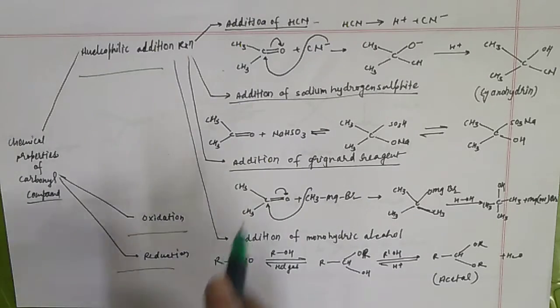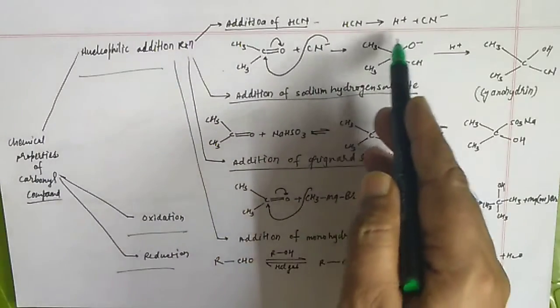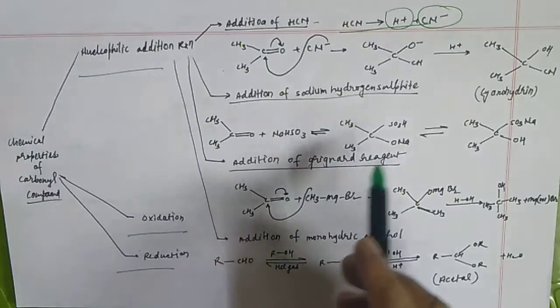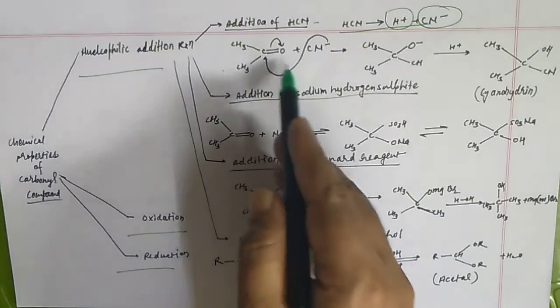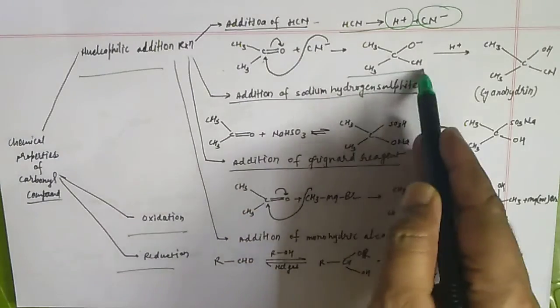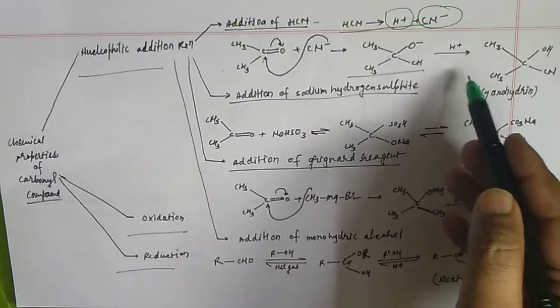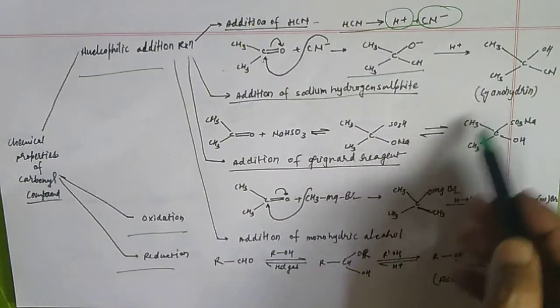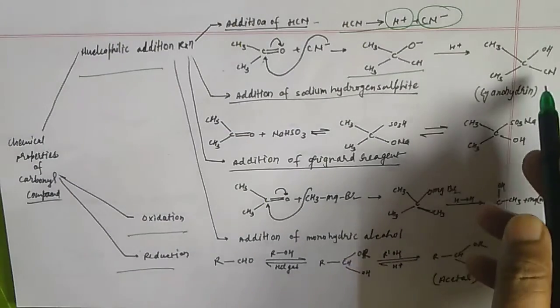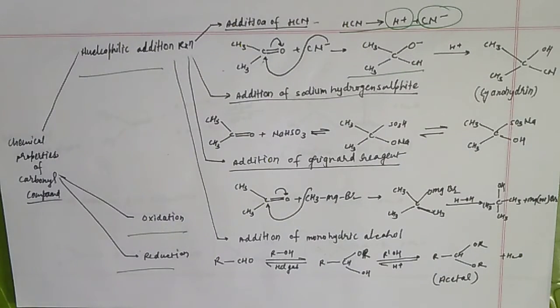Firstly, nucleophilic addition of HCN. So what is the HCN? If you ionize HCN, it will give the CN minus ion and H plus ion. So what will the CN minus ion do? It will attack the carbonyl carbon, the electropositive position, which results in the formation of an intermediate, which on absorption of a proton will give the cyanohydrin. In cyanohydrin, the OH group and CN group both are there. So that is why the name is cyanohydrin.